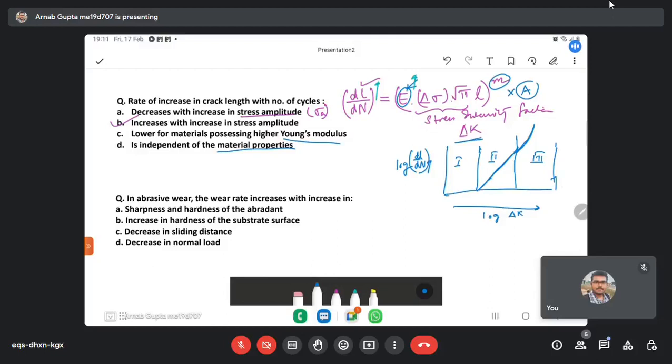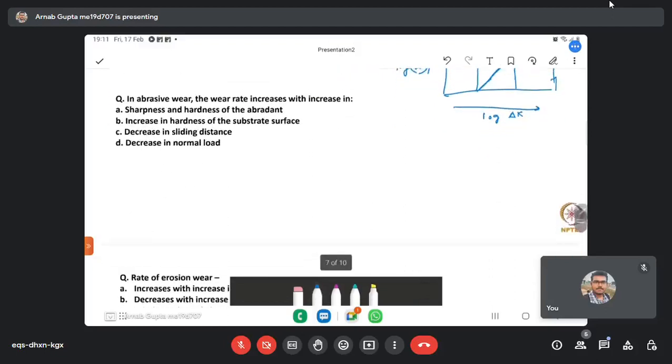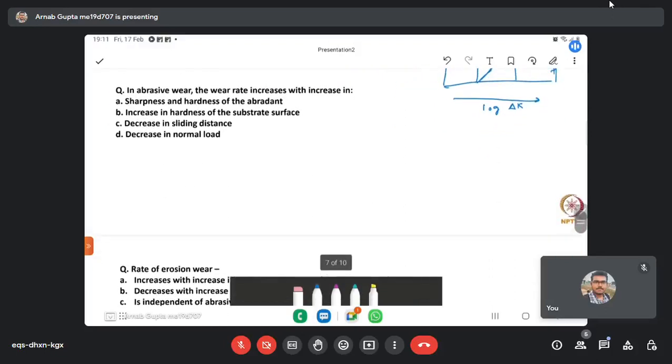Okay, coming to the next question. In abrasive wear, the wear rate increases with increase in the sharpness and hardness of the abrade. Other options: increase in hardness of the substrate surface, that's wrong, obviously. Decrease in sliding distance. We already discussed if we increase the sliding distance, abrasive wear will increase. Decrease in normal load. So these three are obviously wrong.